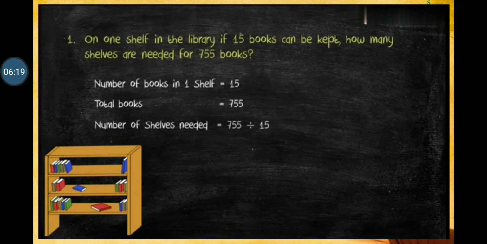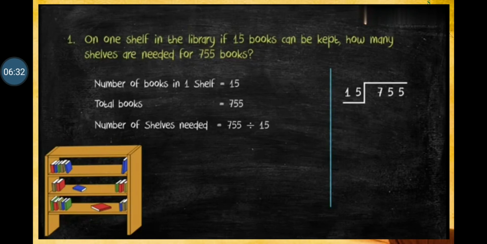Now you can use the clue words. So here is one more trick: whenever we are given the smaller thing and we are going to find the bigger thing, like here, on one shelf in the library 15 books can be kept. So we have to find out how we can put 755 books. So it means we have to do division.